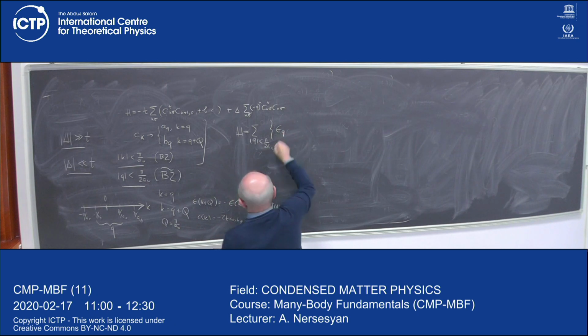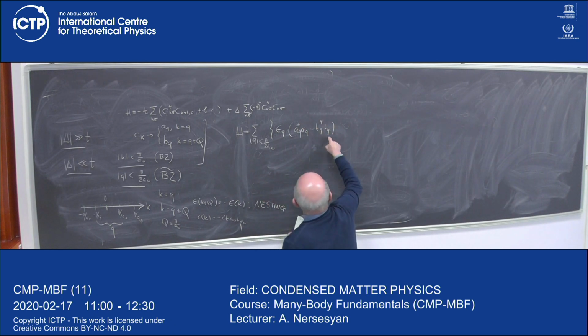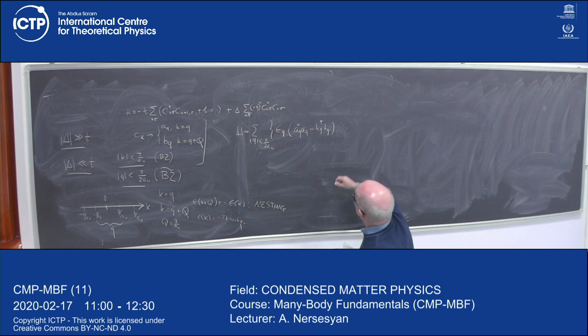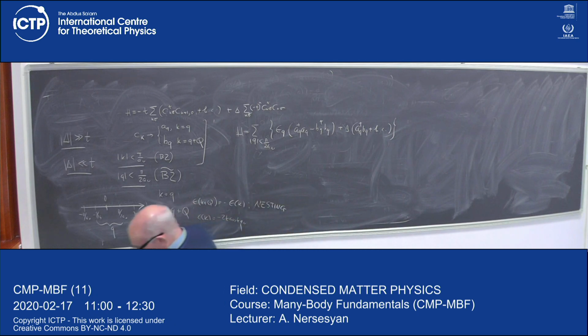Epsilon of q, I have already defined it here. AQ dagger AQ minus BQ dagger BQ. This minus sign is just a consequence of this property. And plus delta A dagger B plus Hermitian conjugate. That's how the Hamiltonian looks.